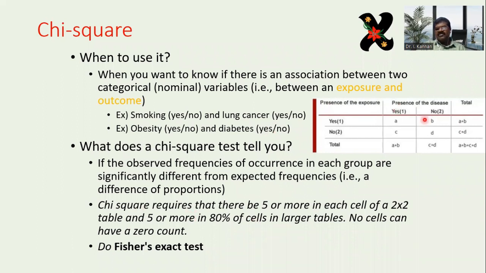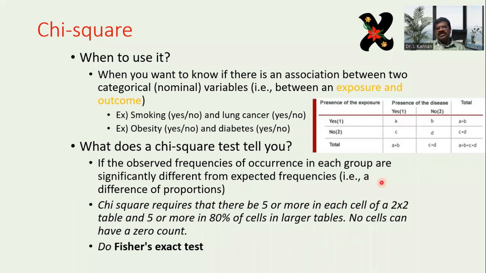Another interesting thing: the chi-square requires a value of at least 5 in each cell. You can see A, B, C, D. Each cell should have a value of more than 5. If you have less than 5, including a 0, the chi-square cannot be performed. Then you have to go for another test called the Fisher exact test. So when you are performing a chi-square manually and you get a contingency table, if you have any values less than 5, then you should not do a chi-square test. You have to go for the Fisher exact test.